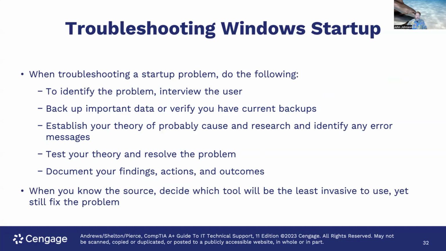So then, troubleshooting Windows startup. When you're troubleshooting a startup problem, you need to do the following. You need to identify the problem. In order to do that, you're going to have to talk to the user: what happened, when it happened, had anything changed recently, that kind of stuff. You're also going to need to back up your important data, and verify that you have current backups for the system. You're going to establish your theory of the probable cause based on that interview you had with the user. You're going to research and identify any error messages, look in Event Viewer, things like that. You're then going to need to test your theory and resolve the problem. And if that works, then you're going to document your findings, your actions, and your outcomes.